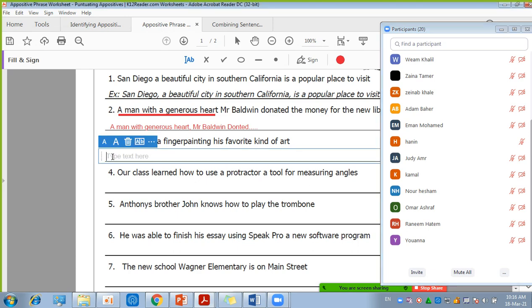Joy made fingerprint his favorite kind of art. Joey made a finger painting, his favorite kind of art. We will put a comma before and after a finger painting. Before and after the finger painting? Yeah. So what would be left out?